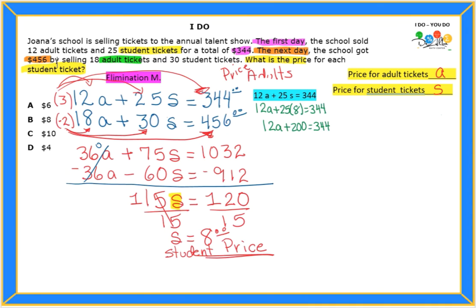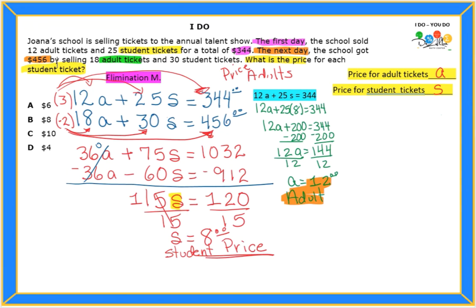So I'm trying to find the price for the adults, right? So take away 200 on both sides. Remember, you need to eliminate the constant. I get 12a equals 144. Since I need to eliminate the 12, I need to divide by 12. And then a will be equals to $12. So what does that mean? This is the price for the adult tickets. Okay? That's my price for the adult.